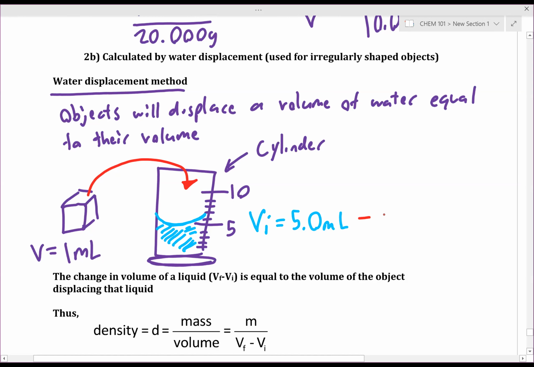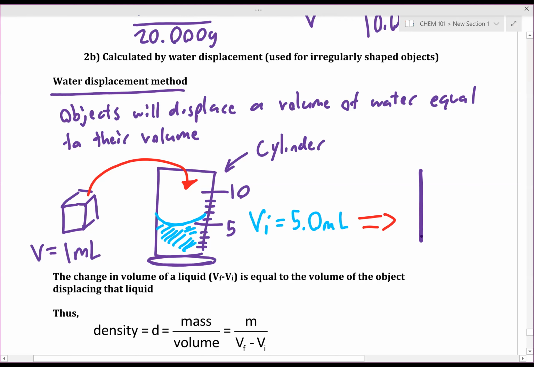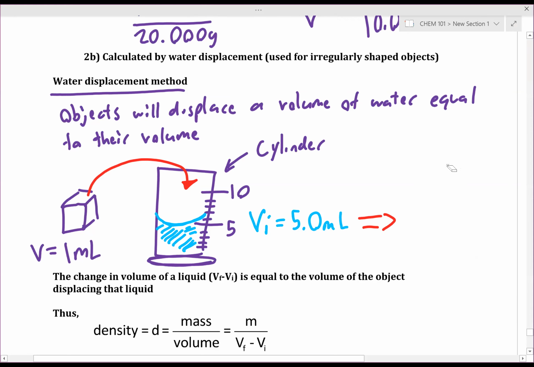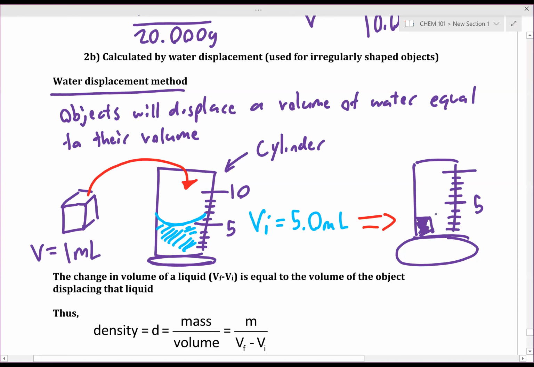So, showing an after picture, let's draw the same graduated cylinder. Let me draw that a little bit better so our pictures are consistent. 1, 2, 3, 4, 5. So here's the 5 mark. 6, 7, 8, 9, 10. Now that we have this cube sitting in our graduated cylinder, our water level has risen from 5 mils to 6 mils. So our V final is 6.0 milliliters.